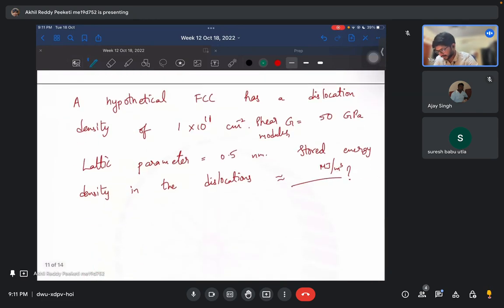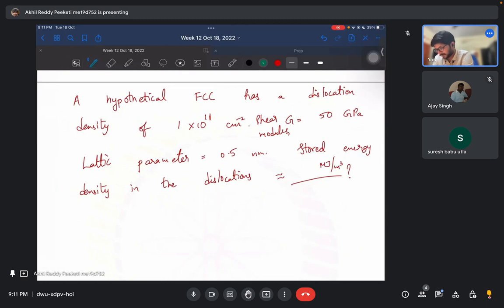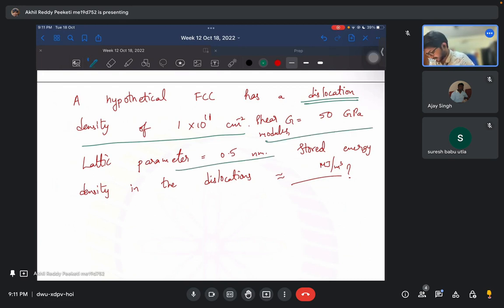So next question. A hypothetical FCC has a dislocation density of 1 into 10 power 11 centimeter square inverse, and then shear modulus, and then lattice parameter. What is the stored energy density in the dislocations? So does anyone know the equations which we need to use here? The relation between stored energies in dislocations and the elastic energies and all?